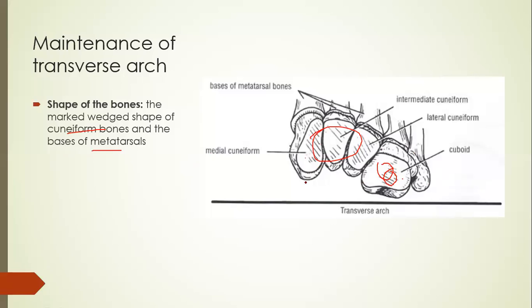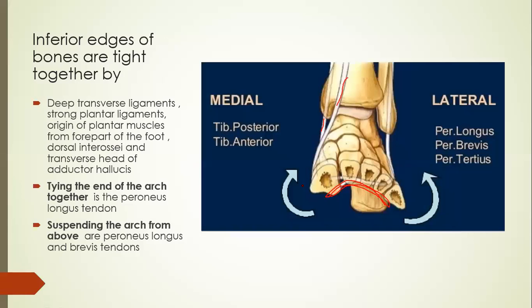You see the transverse section, and here the arch is formed. Now what maintains this arch? The deep transverse ligaments, strong plantar ligaments, plantar muscles from the fore part of the foot, dorsal interossei and the transverse head of the adductor hallucis. These are the structures that maintain or hold the arch so that it remains an arch.